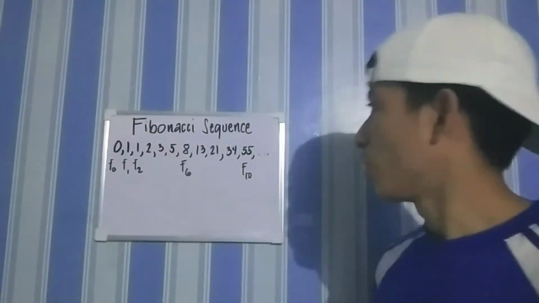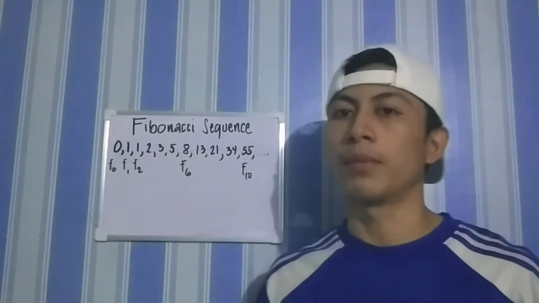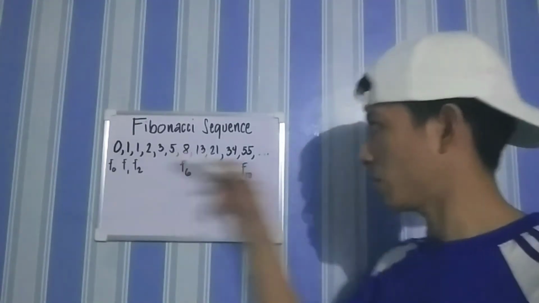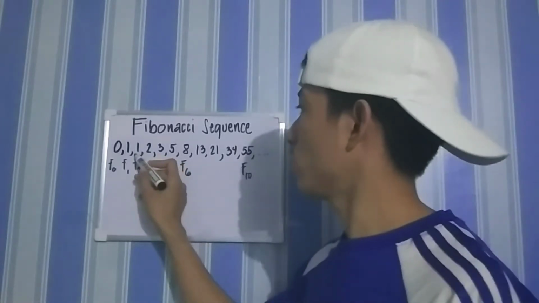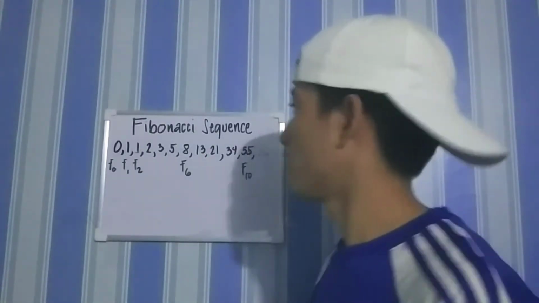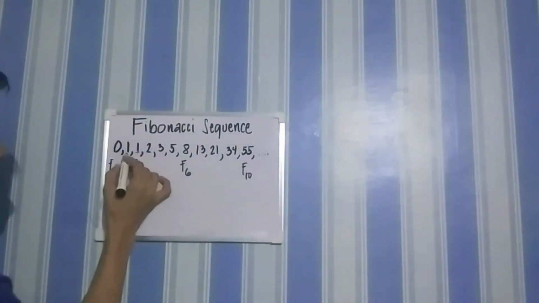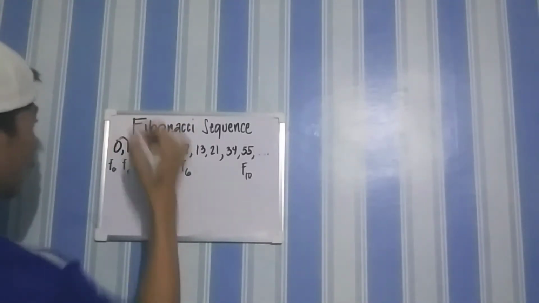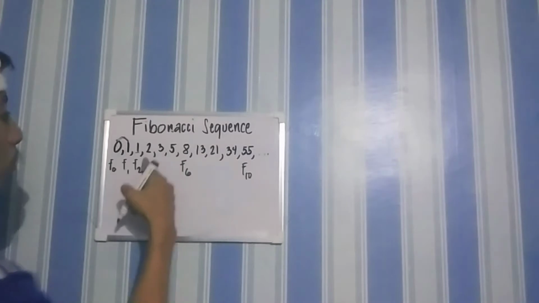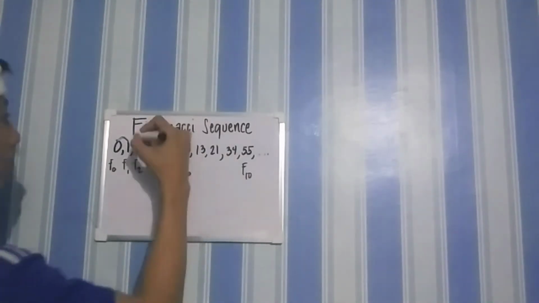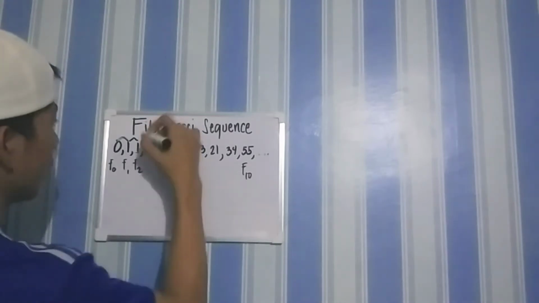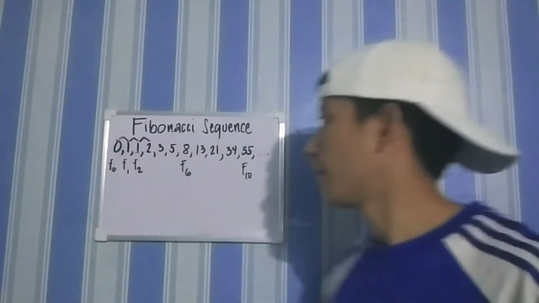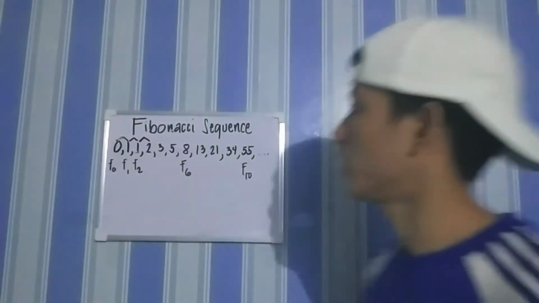So by the rule, the next number can be found by adding the previous two numbers. So ang ma-observe natin sa sequence na to, na Fibonacci sequence, this number 1, f sub 2, is the result of adding the previous two numbers, which is 1 and 0. Number 2 in the Fibonacci sequence is found by adding 1 plus 1. 3 by adding 1 plus 2 or 2 plus 1. So that's it. That's the sequence or pattern of the Fibonacci sequence.